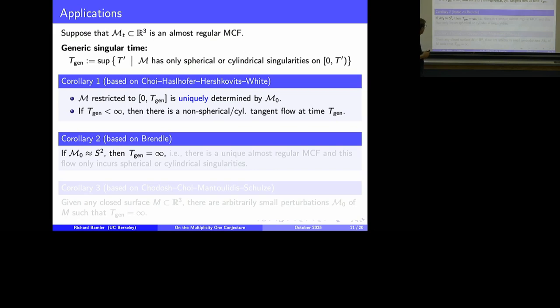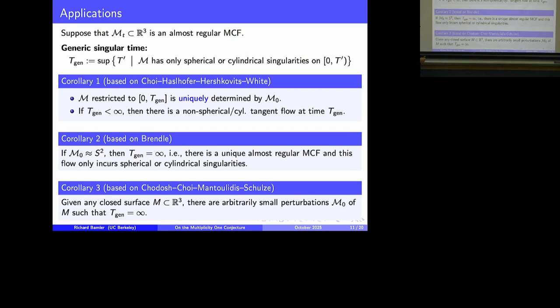Okay? Then the second corollary is based on the remark that I made before that the only genus zero shrinkers are cylinders and spheres. Okay? So if we put that together with our theory, then this says that if we start with a surface that has genus zero, so that's diffeomorphic to a sphere, then the flow will only incur spherical or cylindrical singularities, and it will be uniquely determined because we only see these spherical and cylindrical singularities. Okay? So now what happens if we don't start with a sphere?